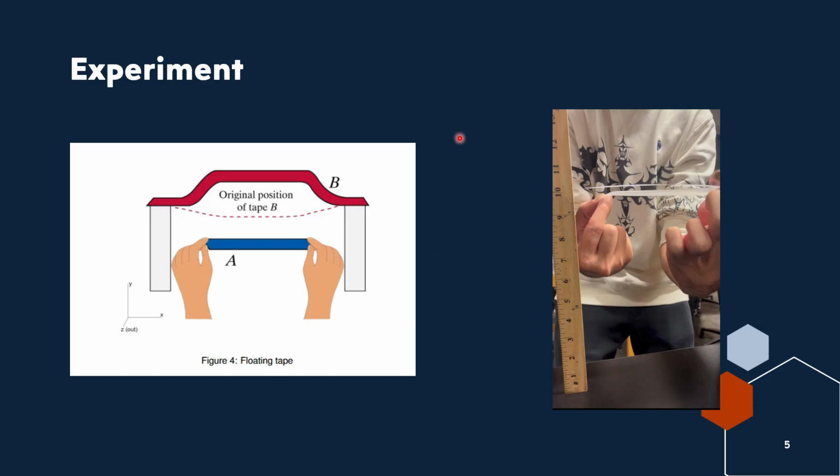In case you don't remember, this is the experiment in which you take a tape and move it up closer until the red tape up here moves upwards. That's when you stop, and you know that's the distance at which they're in equilibrium, as shown right here on the right.